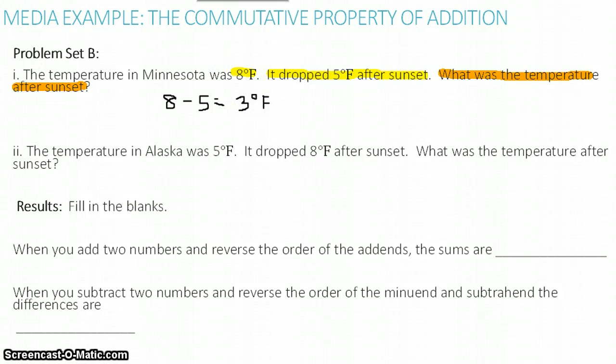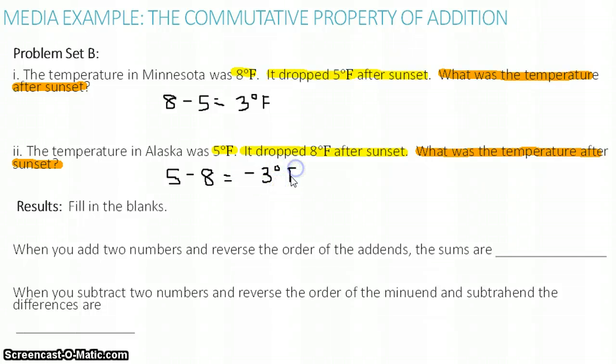For the next problem, we have that the temperature in Alaska was 5 degrees Fahrenheit and it dropped 8 degrees Fahrenheit after sunset. What was the temperature after sunset? So this problem has similar numbers, but instead it started off as 5 degrees and then we subtracted off 8 degrees after sunset. Well, 5 minus 8 is going to be negative 3 degrees Fahrenheit.